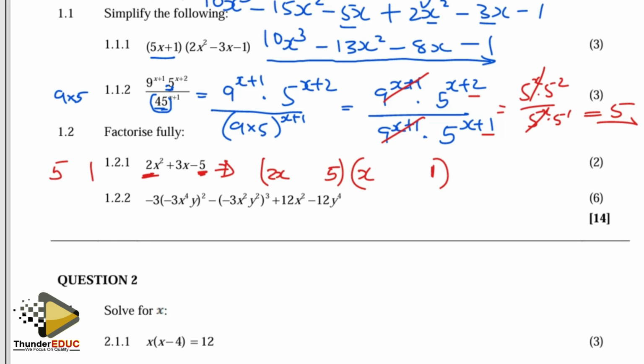Then the signs: I'm having a positive 3, so I will put my positive here next to the big number, and I'll put a negative there. So I give you a mark there and then a mark there. Okay, don't expect a lot of marks for this.